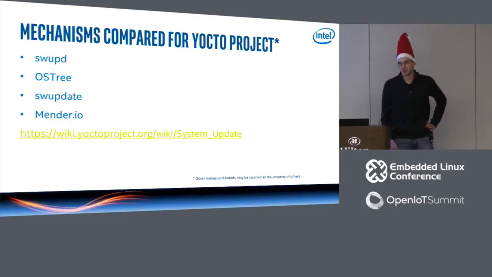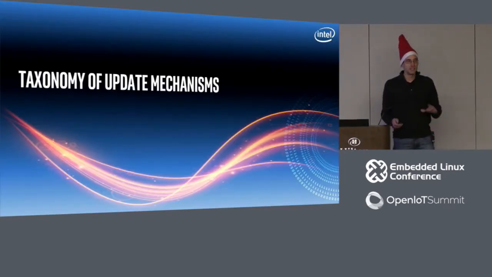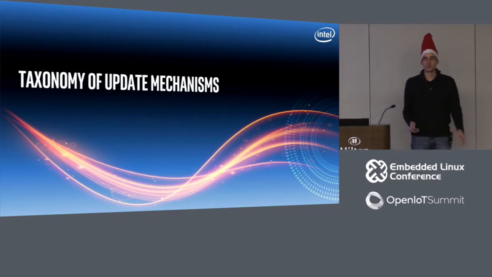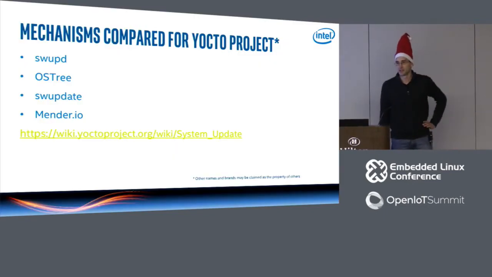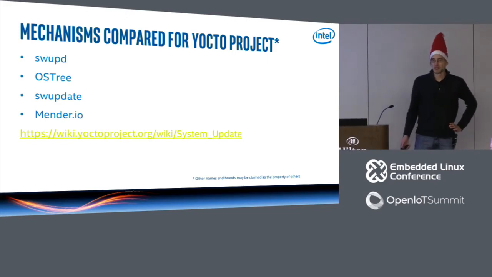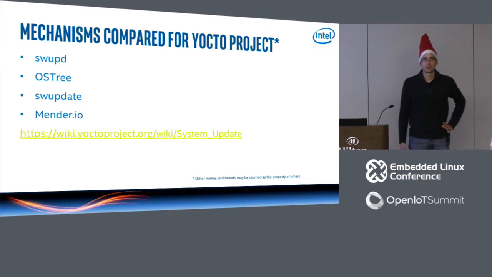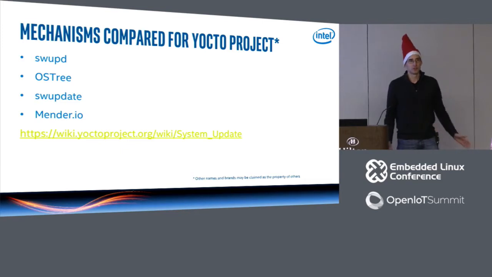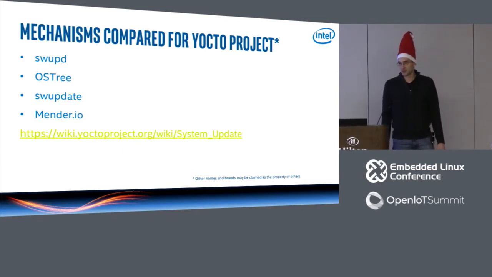Taxonomy, it's a complex word, but what I mean is that I want to talk about the key aspects. I'm not going to talk about the individual detailed implementations that exist. There are good talks about that from past Linux Cons or ELC. I'm not going to repeat that. I'm just going to use these four mechanisms that we've looked at in more detail as examples of specific solutions going one way or another in these key aspects that I want to talk about.